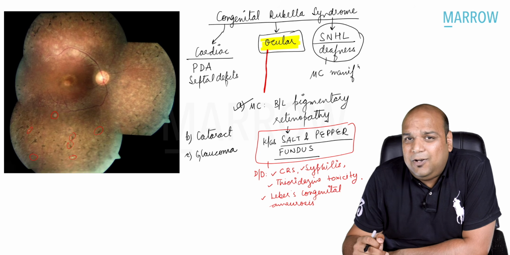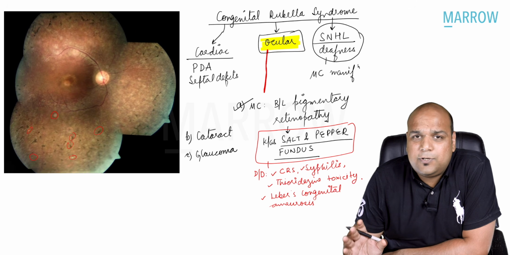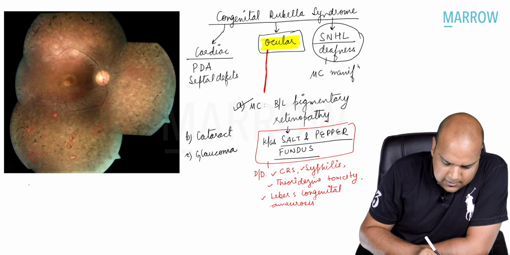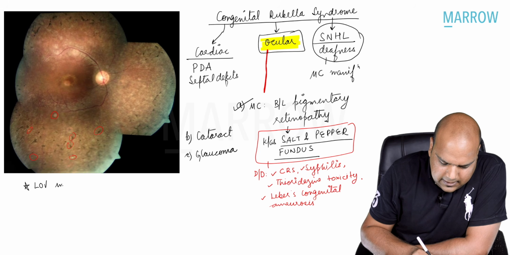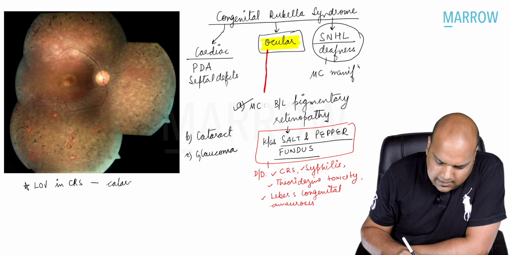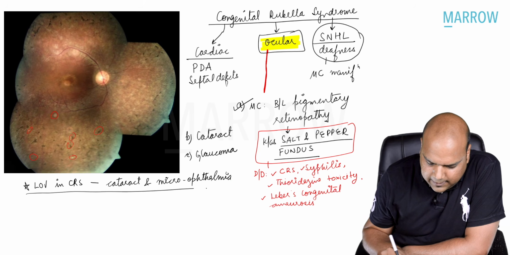So even though the retina is involved in pigmentary retinopathy, retinopathy is not causing loss of vision. What is causing loss of vision in congenital rubella syndrome? Loss of vision in congenital rubella syndrome is actually attributed to the cataract and the associated microphthalmia that is usually seen in cases of congenital rubella syndrome.